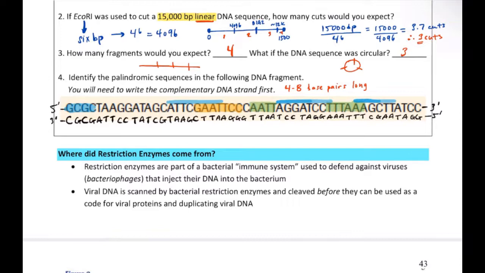It's got to be the same in both directions. I'm not going to ask you to do that question number 4 on the test, but questions 1 to 3 are definitely concepts on the test for sure.